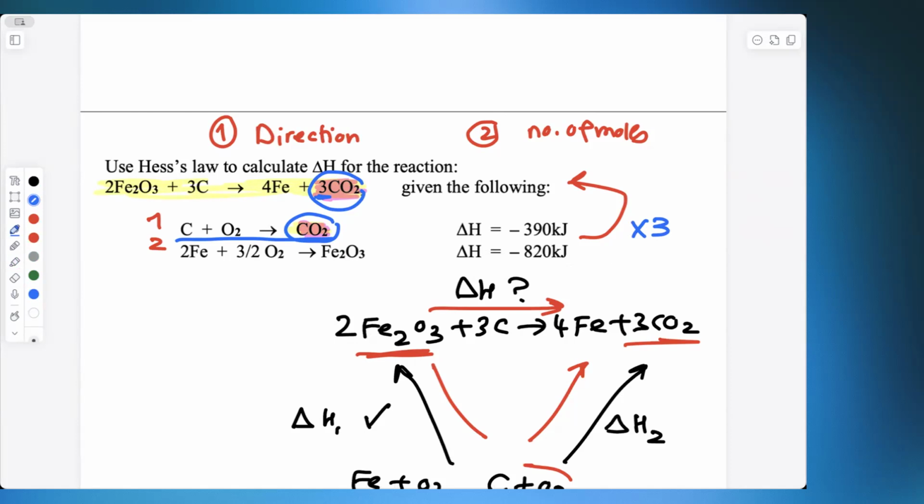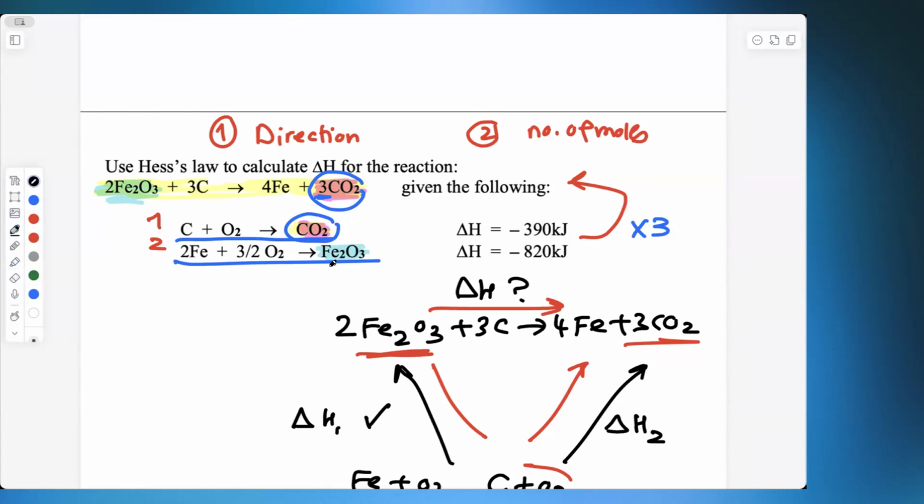You don't look at the small reactants, usually the carbon and the oxygen. You don't look at them. You try to look at the main products formed. In the second equation, Fe2O3 is the main product. I can see it is on the product side this time, while it is on the reactant side here. That's why I'm forced to reverse the equation. So instead of being minus 820, it will be plus.